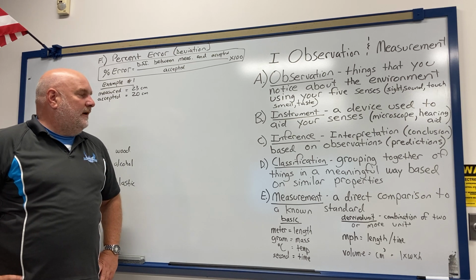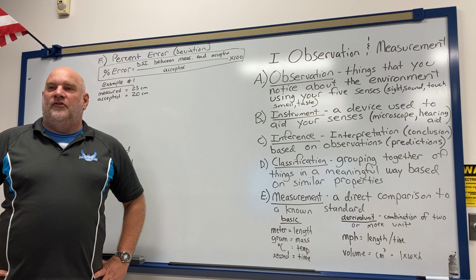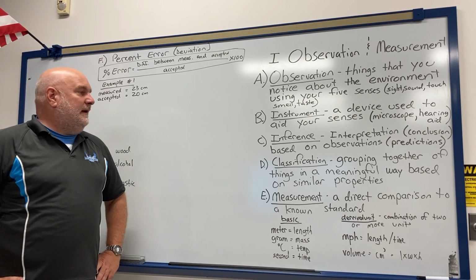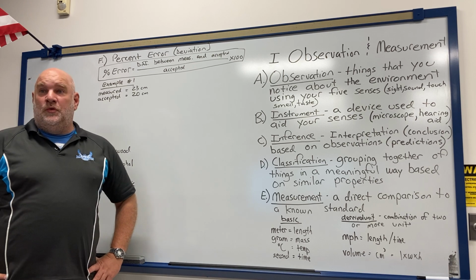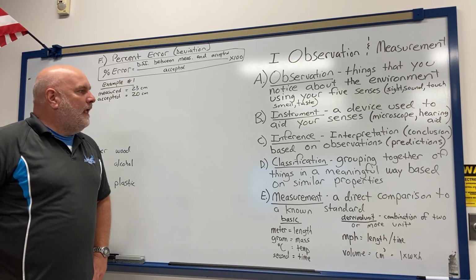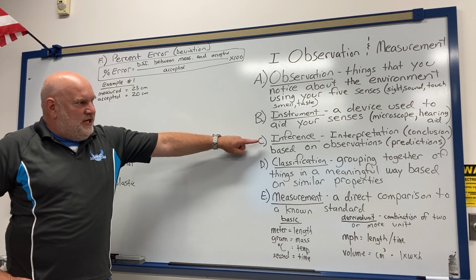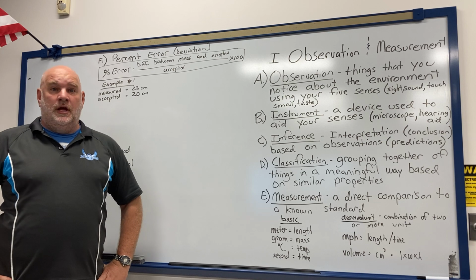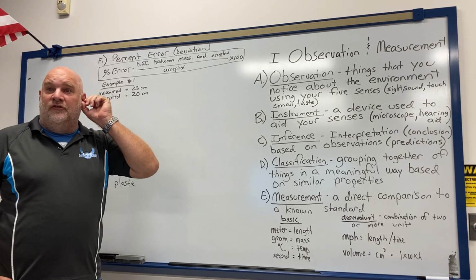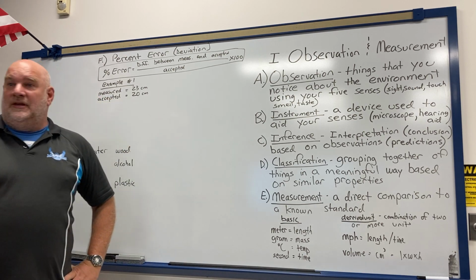All right. Now, let's say you make a bunch of observations. What do you do with them? Well, what scientists like to do with observations is make inferences about them. An inference is an interpretation or conclusion based on your observations. Predictions are an example of inferences. Now, let's give you an example.